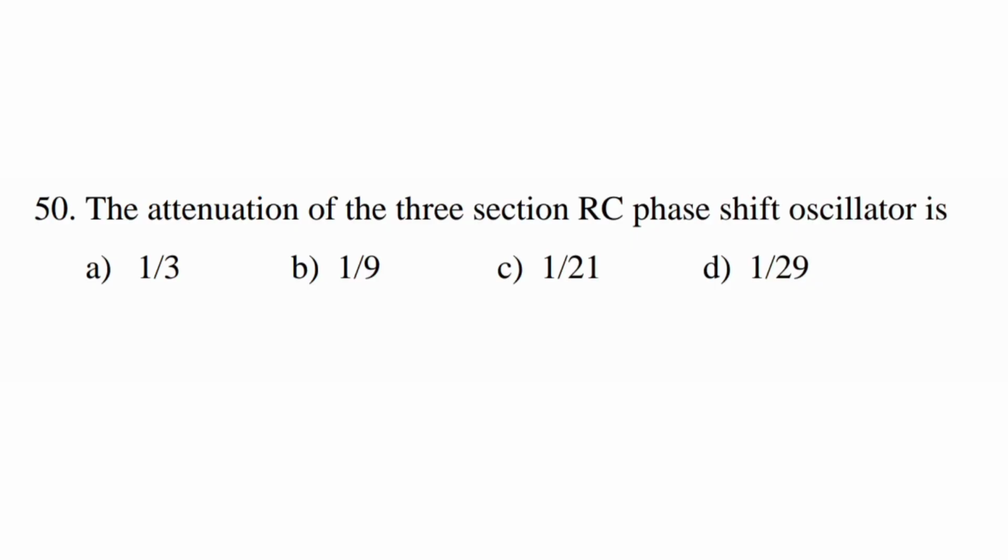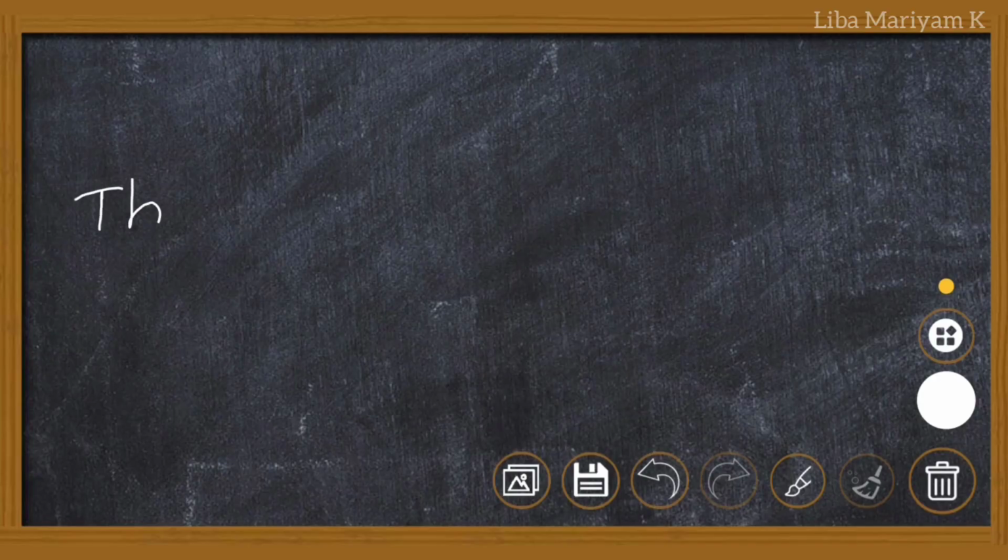Last question. 50. The attenuation of the 3-section RC phase shift oscillator is 1/9. Option B is correct. Okay, these are all the questions.